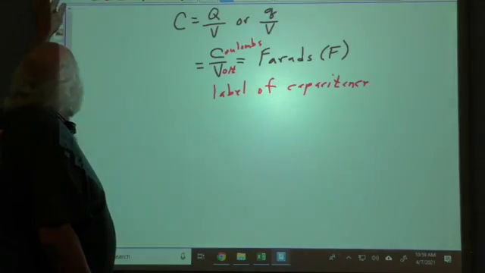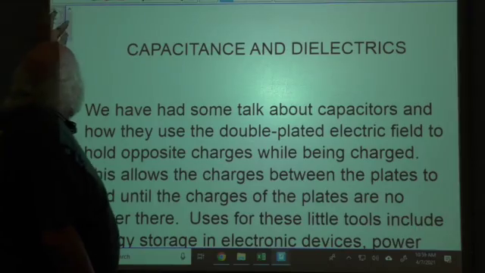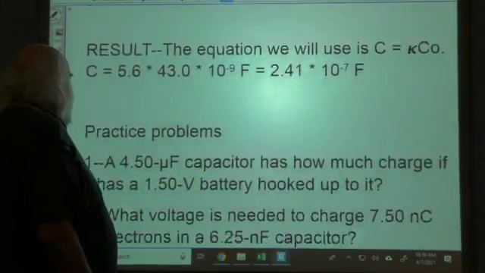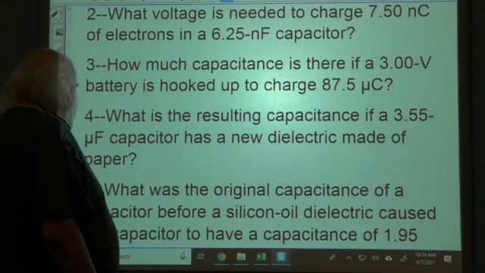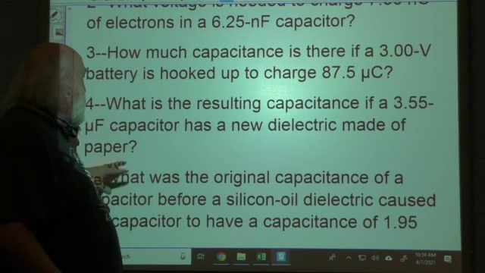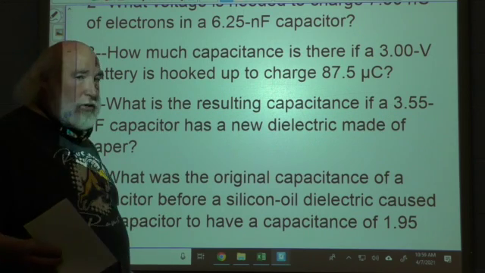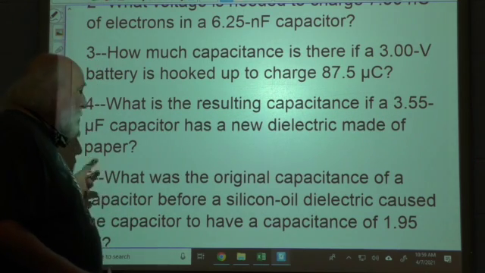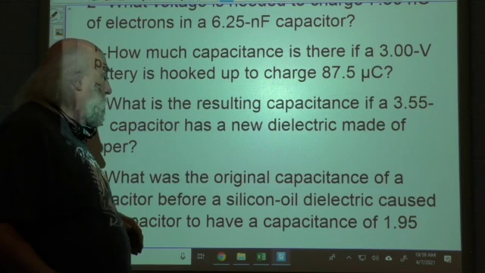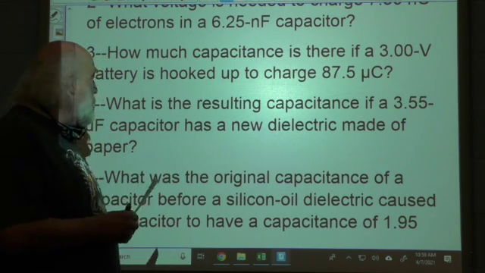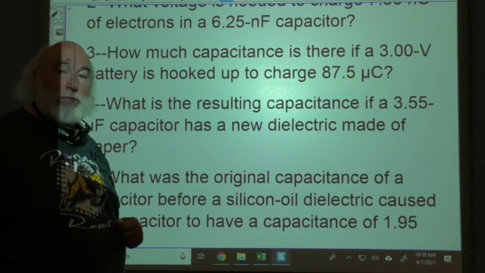So, the practice problems for this, you will have 5 of them. I've got 3 regular capacitor problems, and I've got 2 dielectric problems. So make sure you have your book handy when you do those last 2 problems. Have fun.